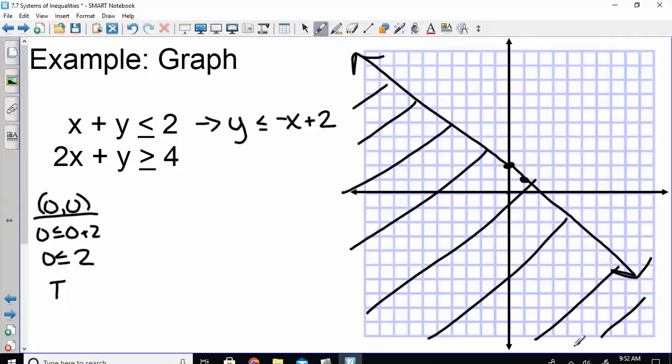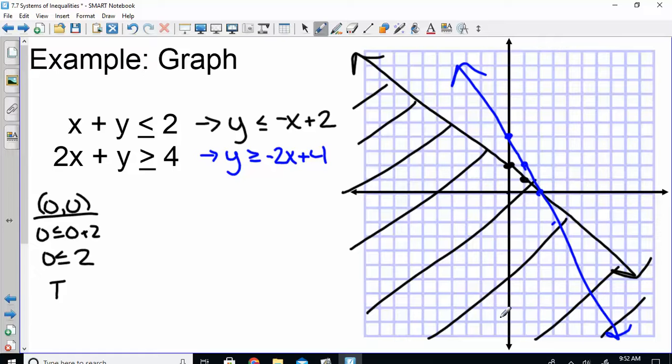Now we have to do the second one. So it's again a line. So y is greater than or equal to negative 2x plus 4. So then if we graph that, we start at the y-intercept of 4. Down 2, over 1. Solid or dashed? Solid. So I drew a mostly straight line there anyway.